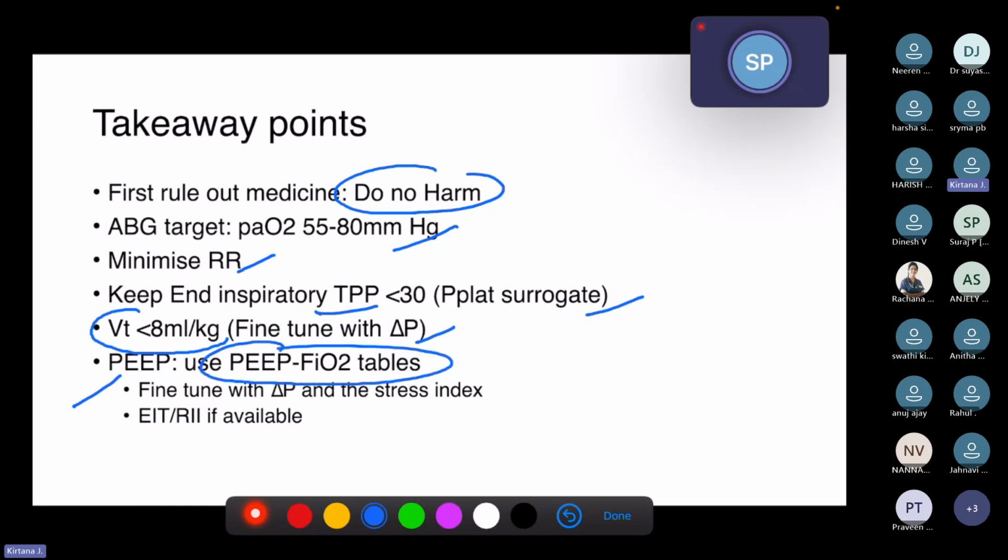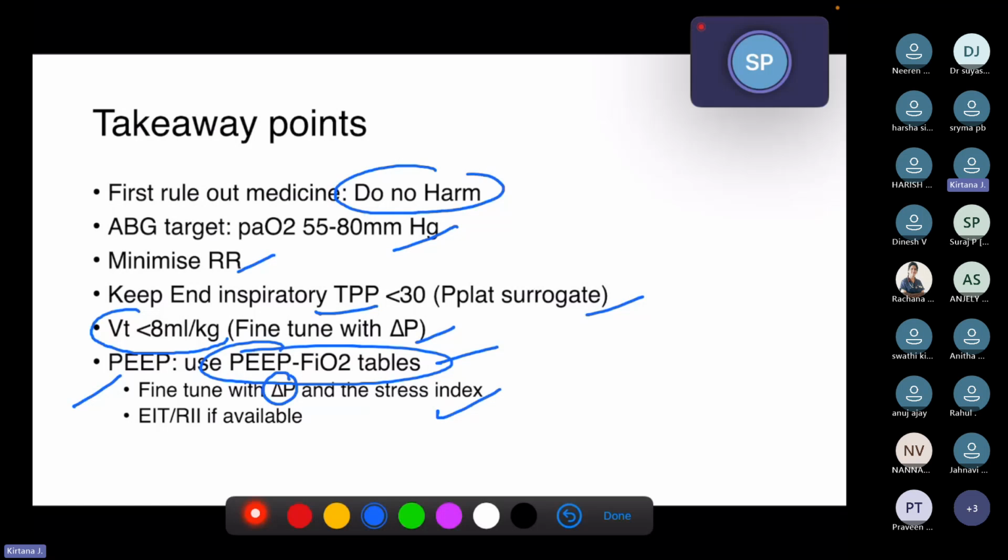If your patient is having mild ARDS, then there is no point of going with a high PEEP. You start with using the PEEP FiO2 tables and then you fine tune your PEEP by looking at the driving pressure or by looking at the stress index. So fine tune it with the help of the stress index.